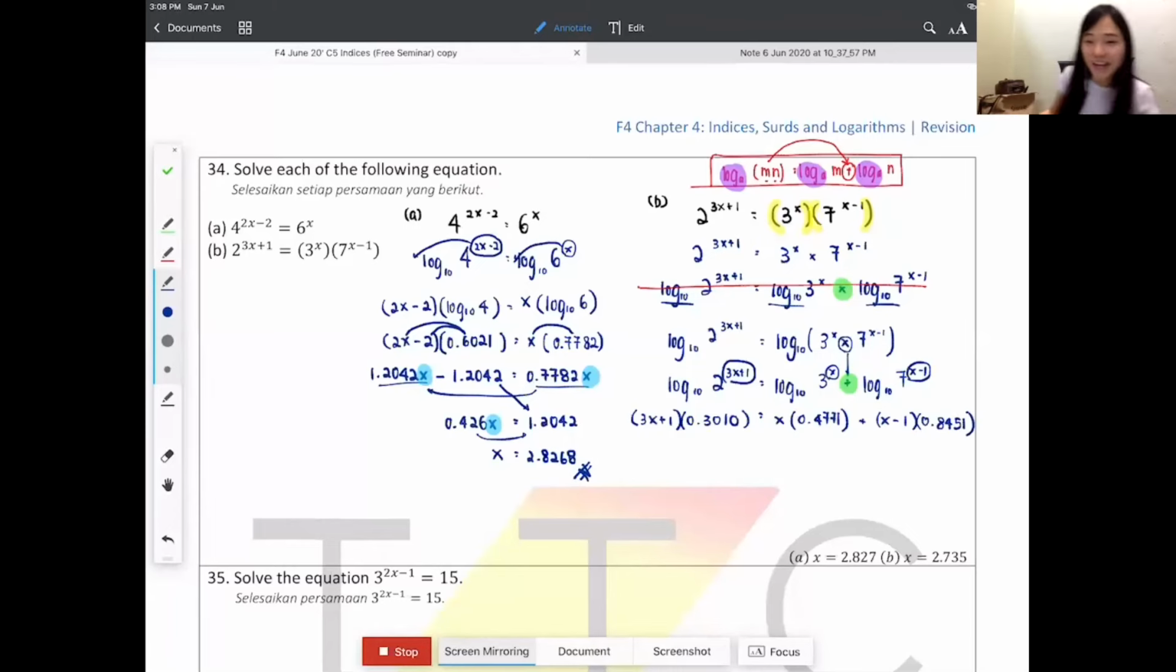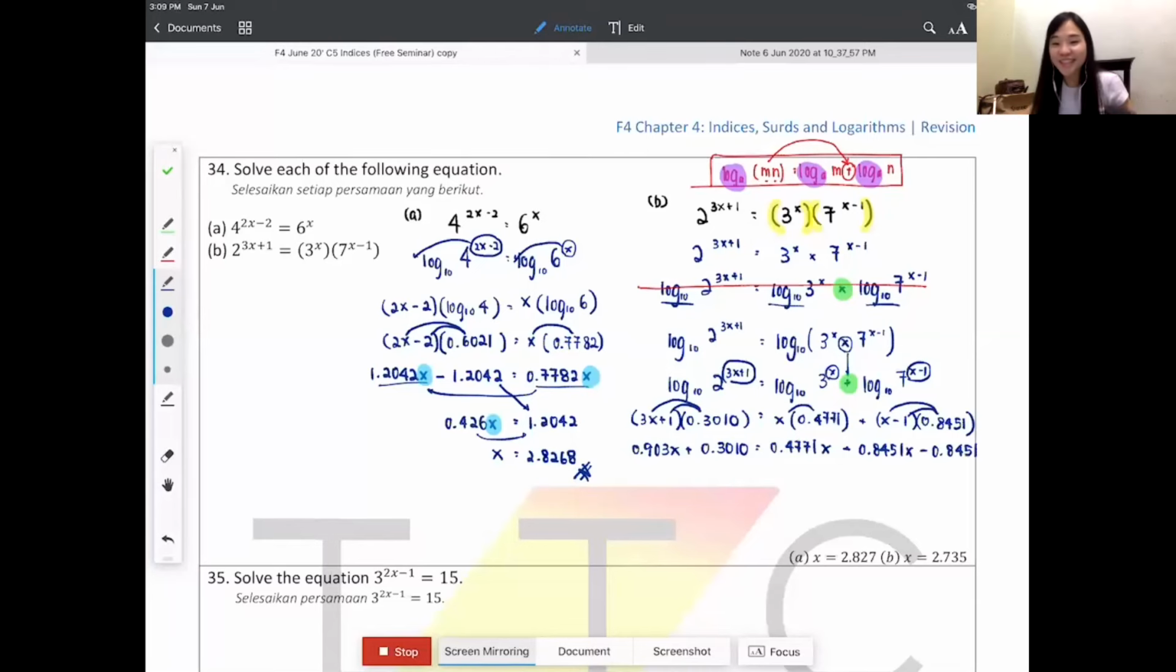Can you see that? Then continue, open bracket, 0.3010 times 3, 0.903x. 0.3010 times 1, still the same. This one times this, still the same. Mathematics only, okay? 0.8451 times x, 0.8451x. 0.8451 times negative 1, negative 0.8451.